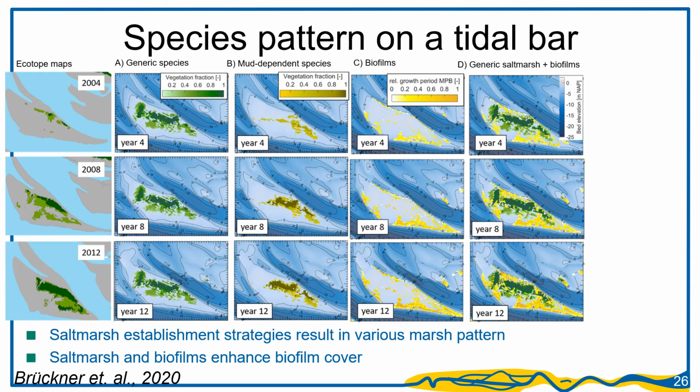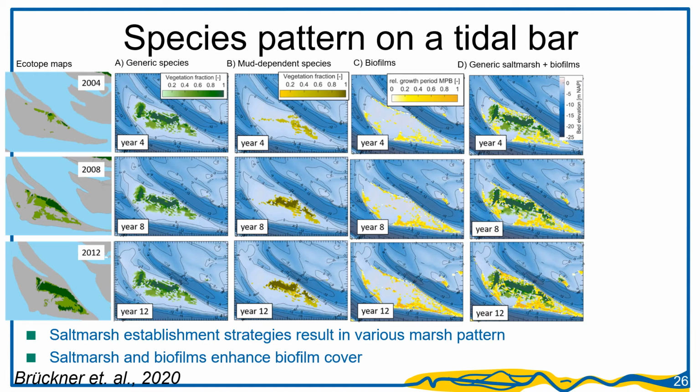Then the next step is to look at the biofilms. Column C is the biofilm, so the yellow area is the relative growth period of the microphytobenthos, and that one also expands with time, so the biofilm can persist longer on the bar with the establishment of the mud. And if we combine the generic saltmarsh and the biofilm, we see a combination of the generic cover in column A and the biofilms in column C, with the only difference that the biofilms expand a little more.